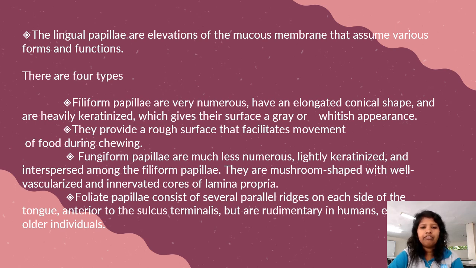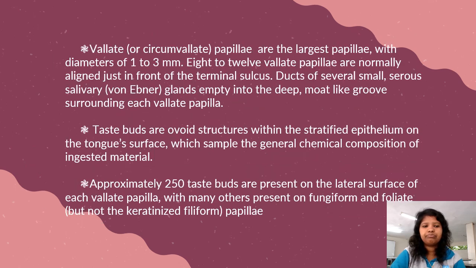Let's talk about fungiform papillae. Fungiform papillae are much less numerous, lightly keratinized and interspersed among the filiform papillae. They are mushroom-shaped, well vascularized and innervated, with a core of lamina propria. Let's talk about foliate papillae. Foliate papillae consist of several parallel ridges on each side of the tongue anterior to the sulcus terminalis but are rudimentary in humans and older individuals.